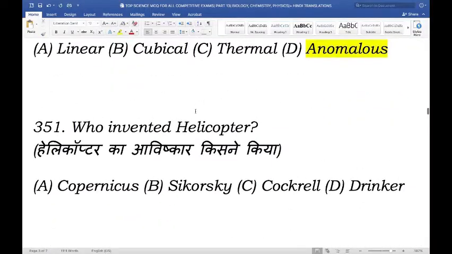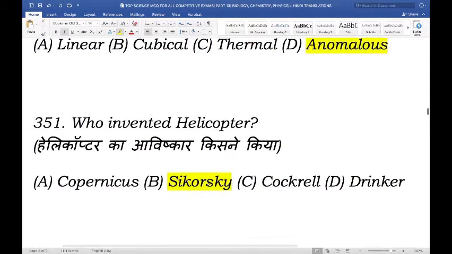Next question. Who invented the helicopter? So who's the inventor of the helicopter? Was it Copernicus, Sikorsky, Cockerell, or Drinker? So who out of these names is the inventor of the helicopter? And the right answer here is Sikorsky. Igor Sikorsky was a Russian-American aviation pioneer in both helicopters and fixed-wing aircraft.